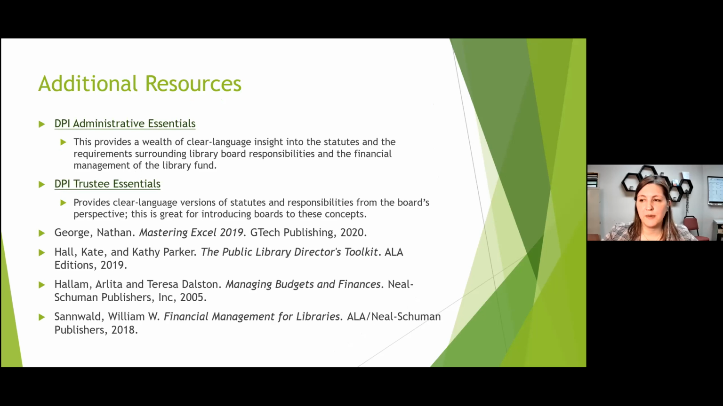I also have some books listed here, Mastering Excel, just because I think it's a fabulous book. But like I said before, there are a lot of online tutorials that'll get you through learning Excel if you don't feel confident. And then there's also a few books that are really useful if you want to take a step further and really think more about your budgeting philosophy and your process. All of those books are available, I know, in SWLS, so anybody can get them through WISCAD if they don't have them in their own systems.